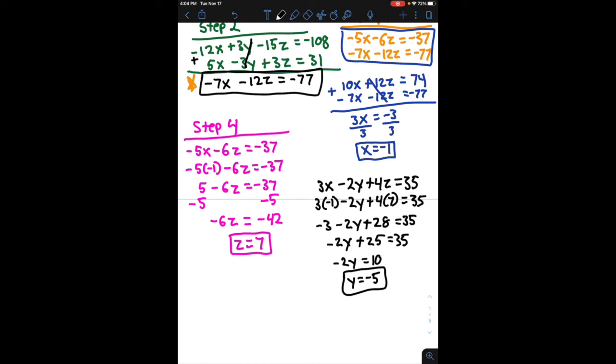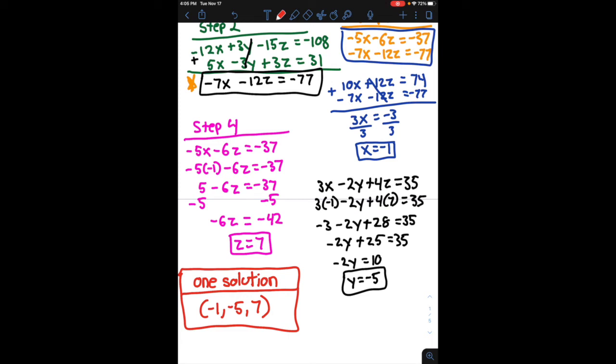Please don't leave your answers as 3 separate boxes of what x, y, and z are equal to. Remember that the solution is going to be what's called an ordered triple. In this case, we're going to get one solution, and the ordered triple is going to be negative 1, negative 5, and 7, similarly to how you would write an ordered pair. So here is our answer.